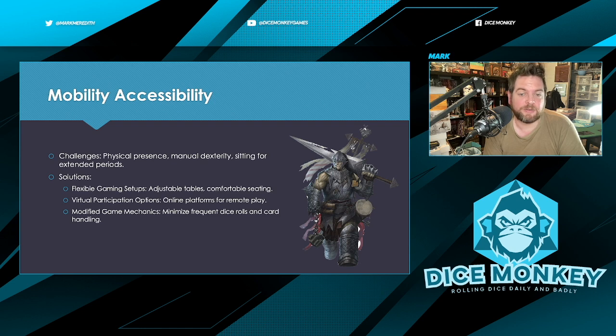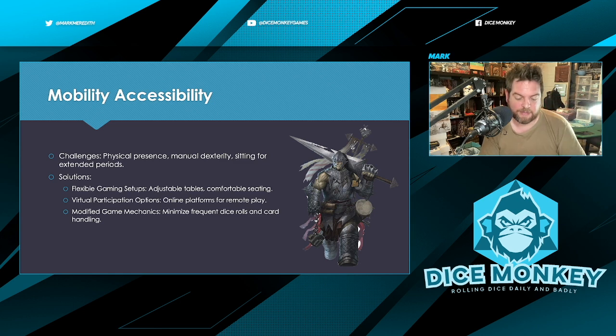People can play from their own beds if they need to, playing from the couch, whereas other people might be interested in playing at a table in a specific space. Allowing people to join remotely can be super helpful. And then modifying the game mechanics for people who have a hard time with their hands. Being able to minimize frequent dice rolls and card handling can be really, really helpful. There's a lot of great phone apps you can get for rolling dice as well if somebody's having trouble with that aspect.